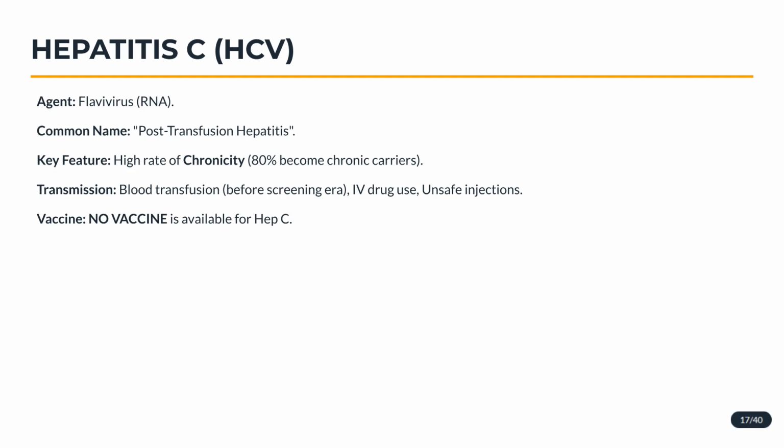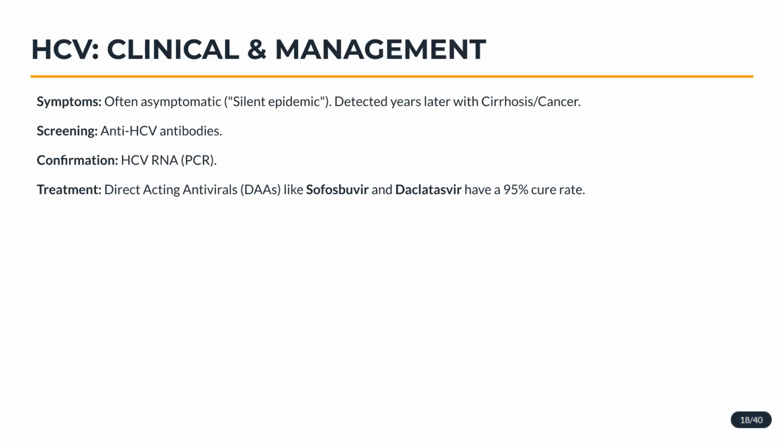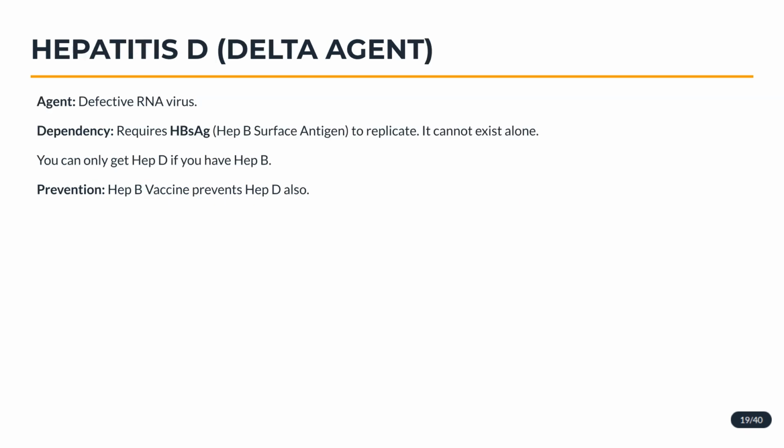Screening uses anti-HCV antibodies and is confirmed by HCV RNA via PCR. Treatment with direct-acting antivirals offers a high cure rate. Hepatitis D, or Delta agent, is a defective RNA virus. It requires the hepatitis B surface antigen to replicate and cannot exist alone. Therefore, hepatitis B vaccination also prevents hepatitis D infection.